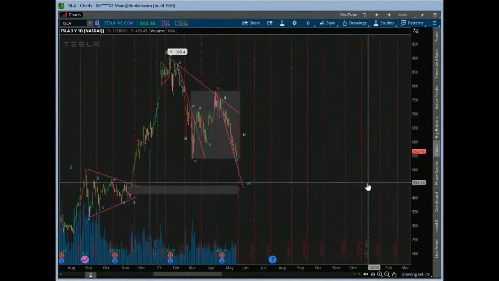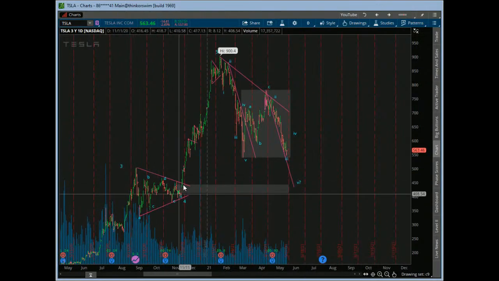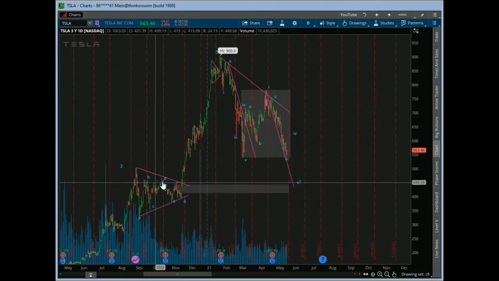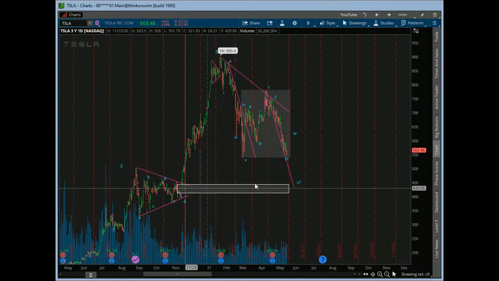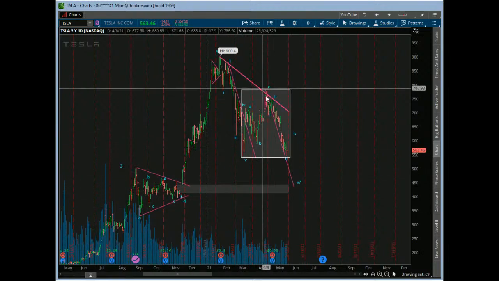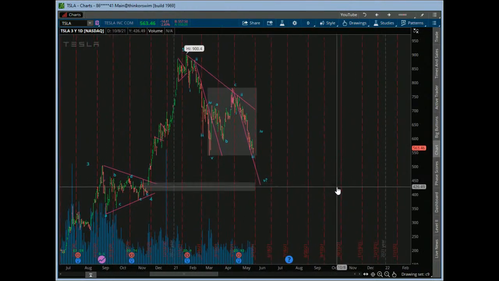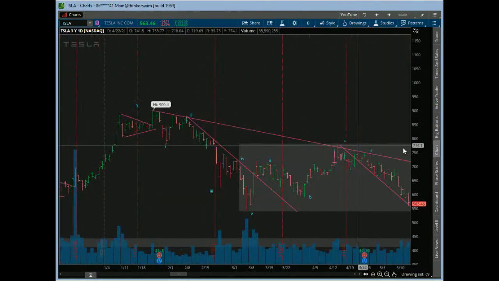And a lot of times zigzags like to be symmetrical right back to the open gap and what we like to call bow and arrow support here at the center of the triangle, right? So this is a very, very interesting target for it. And Tesla's been following this wave count very nicely. So it got a little bit sketchy in here for one day, right?